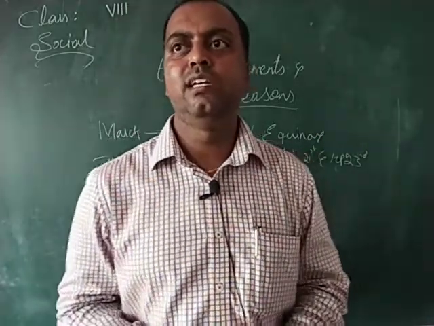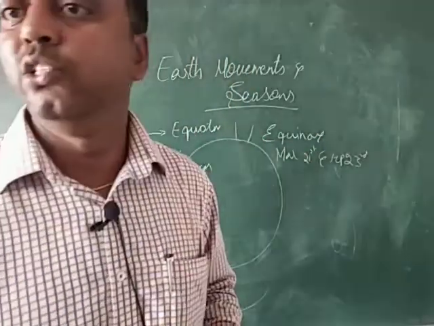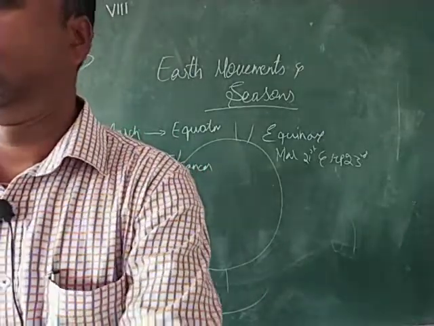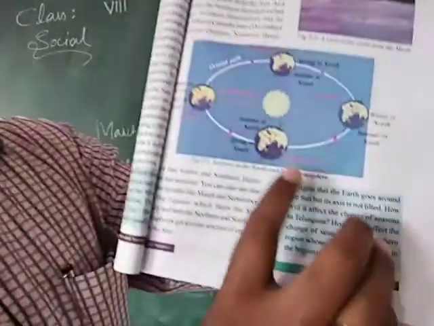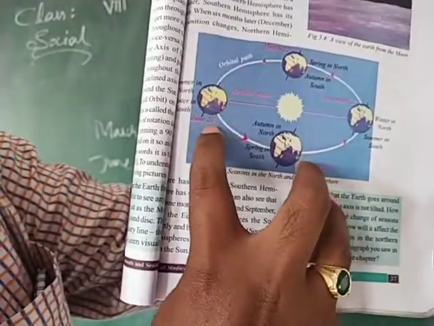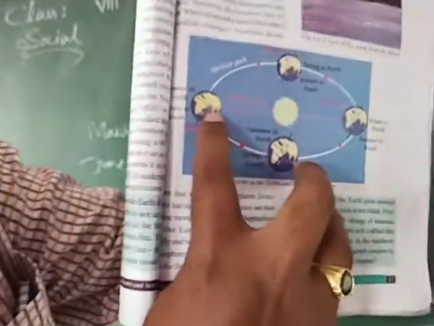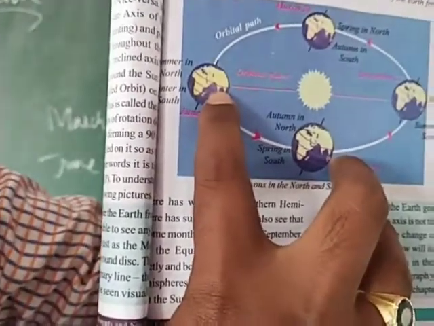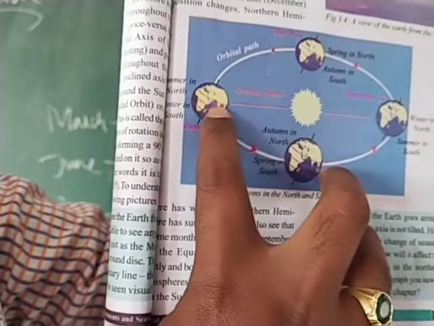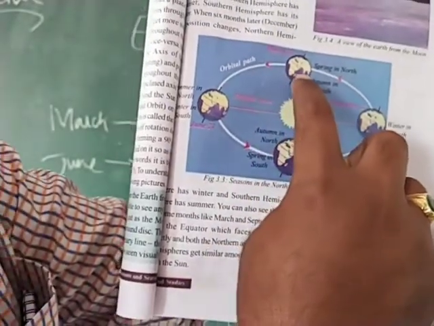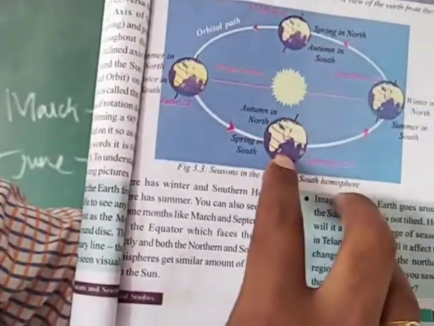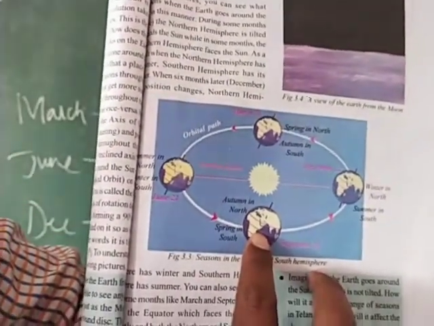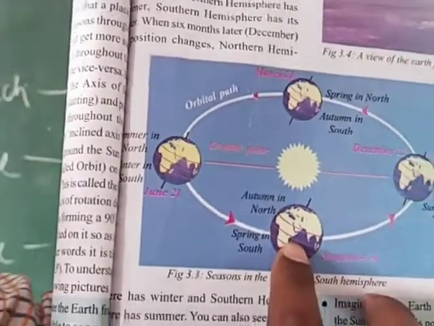Once again, I will quickly show you the picture. This is a picture, children. It is June 21st. The sun's rays fall over the Tropic of Cancer. On March 21st and September 23rd, the sun's rays fall on the equator, which we call equinoxes.